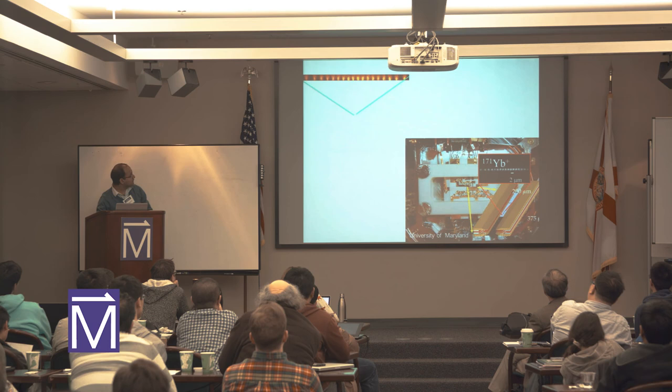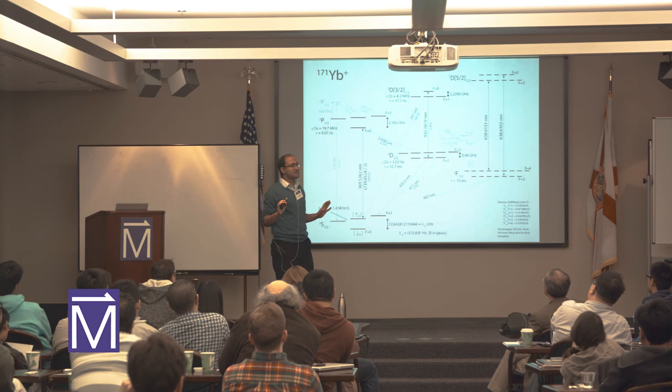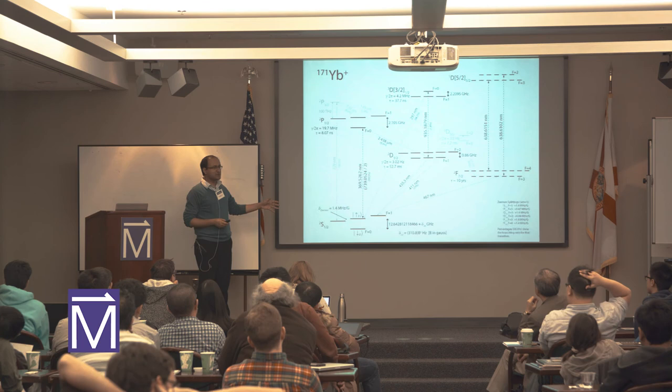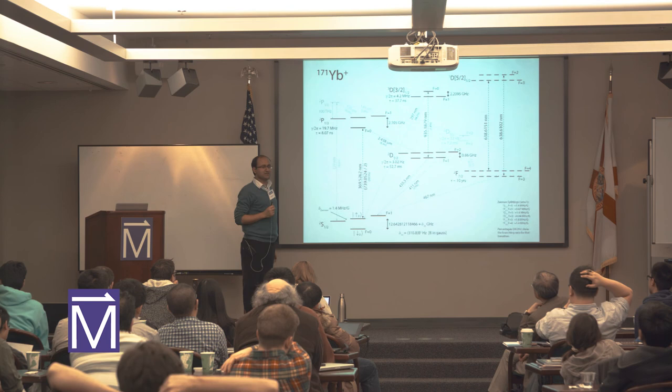So far we have only talked about two-level systems, spin half, but this is a real atom, and I want to show, not to scare you, but basically to convince you that with our atomic physics techniques we can reduce this complicated spectroscopic structure into just a two-level system. I think that's quite beautiful, right?